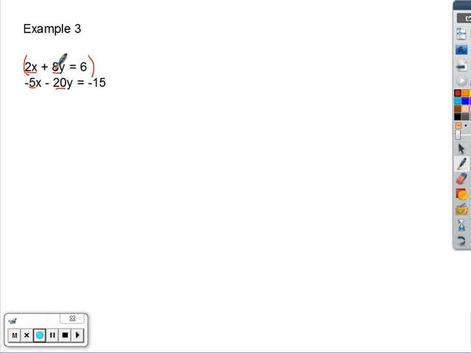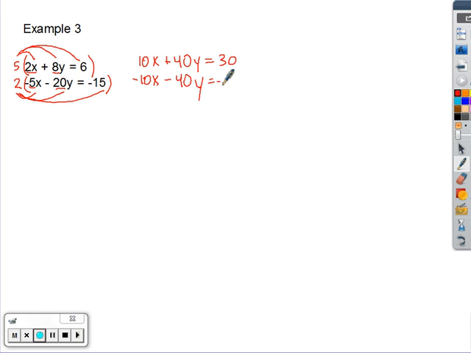Now, they're already opposites, so all I need to do is multiply by 5 and 2 so I can find the LCM. So when I distribute, 5 times 2 is 10, times 8 is 40, times 6 is 30. So I have 10x, 40y equaling 30. Down here, I'll get the negative 10x that I want. All right, and I'm going to get a negative 40y, and I'm going to get a negative 30.